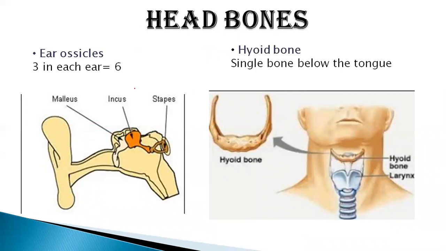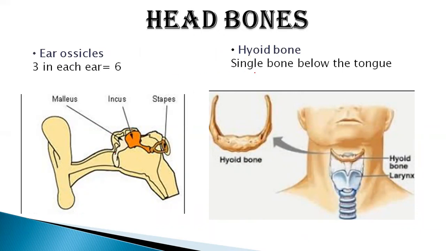Now we see some more head bones. These are the ear ossicles. We know there are 3 bones in our ear: malleus, incus, and stapes. These are 3 inner ear bones, and in both of the ears they are 6 in number.